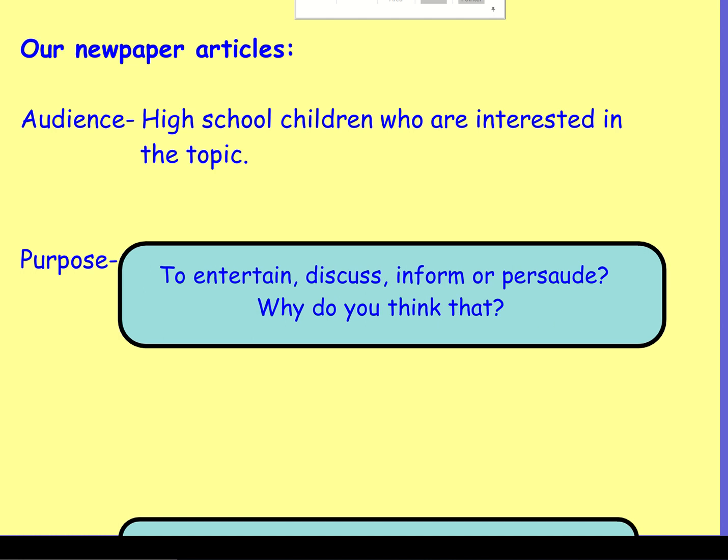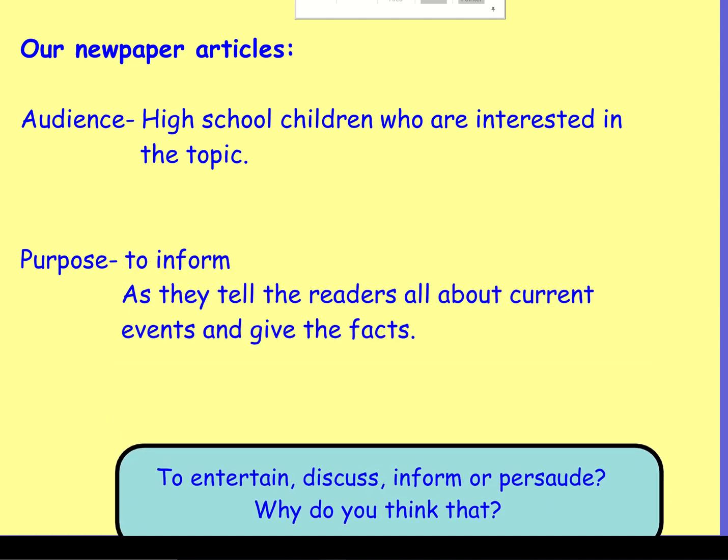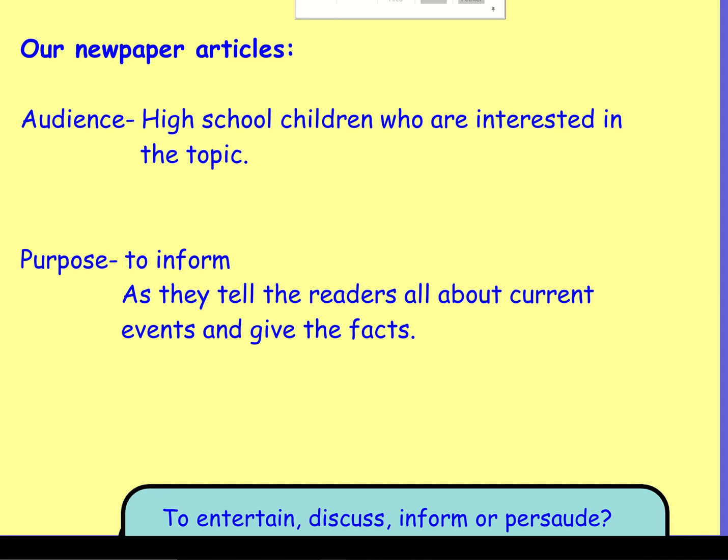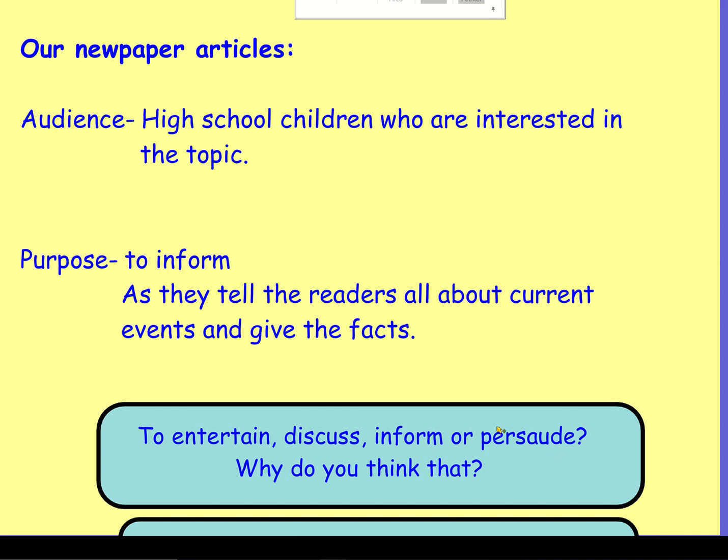The purpose of a newspaper article is to inform, as they tell the reader all about the current events and they give the facts. They're not persuading them that space is a good thing to explore. They're not just doing it to give them a good time and to make them enjoy it. They're informing them. They're telling them the facts and actually what happened.